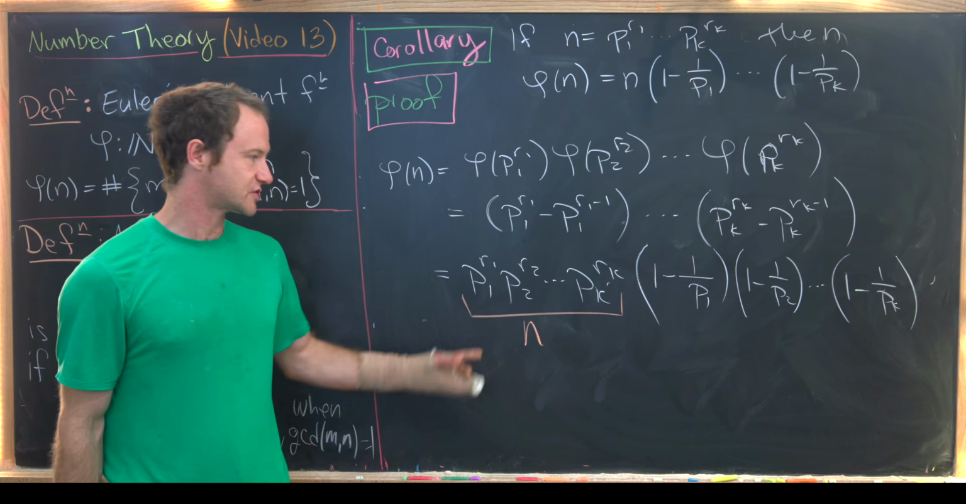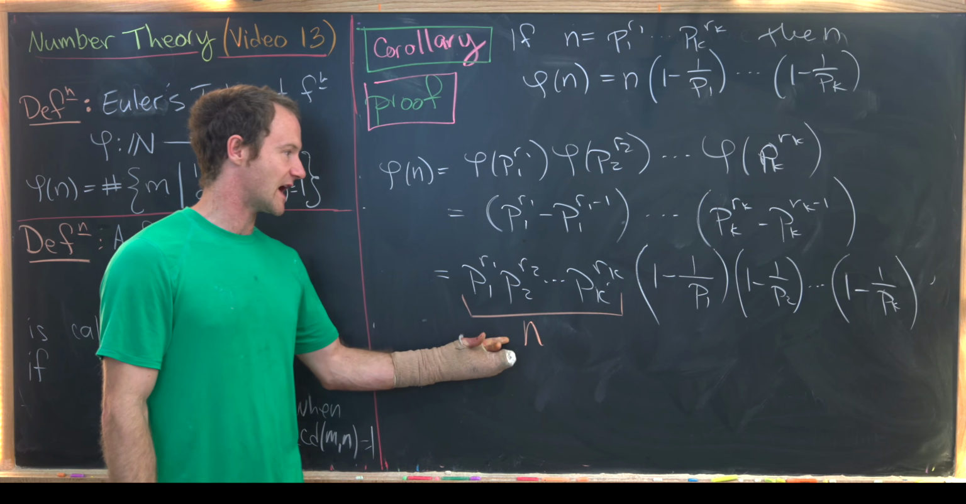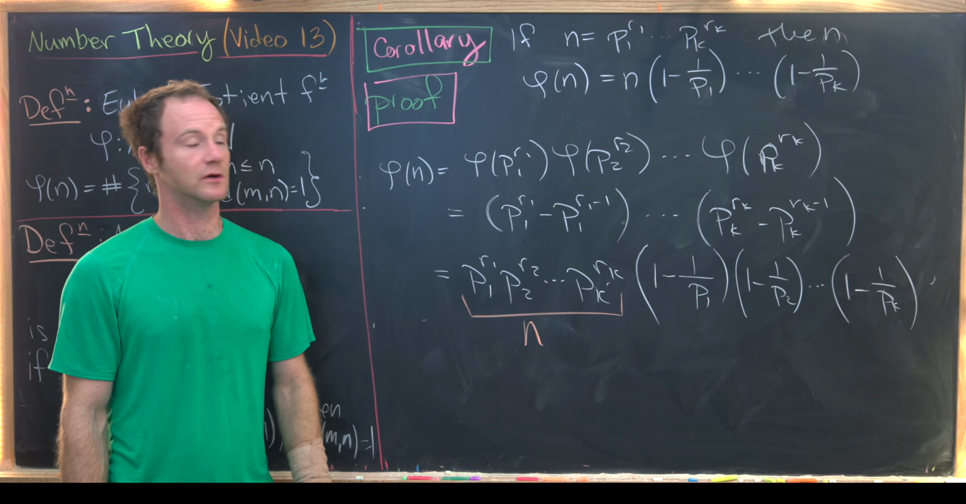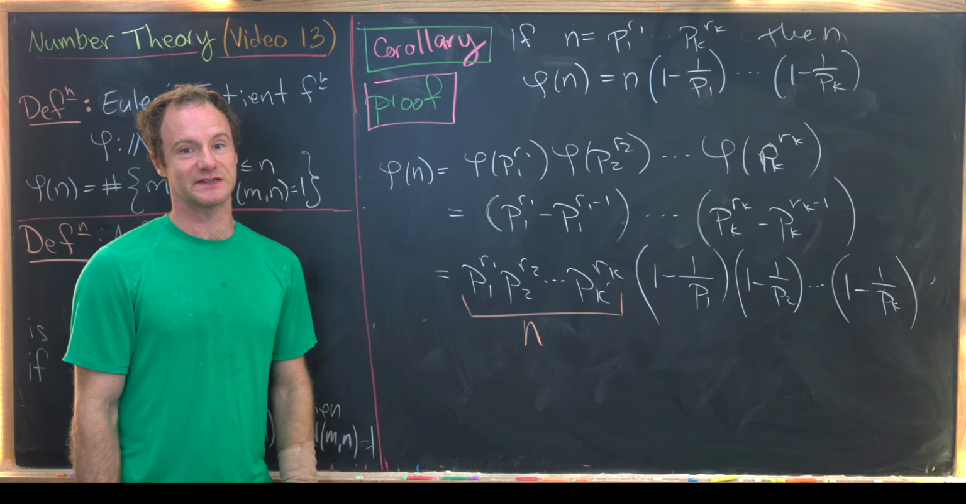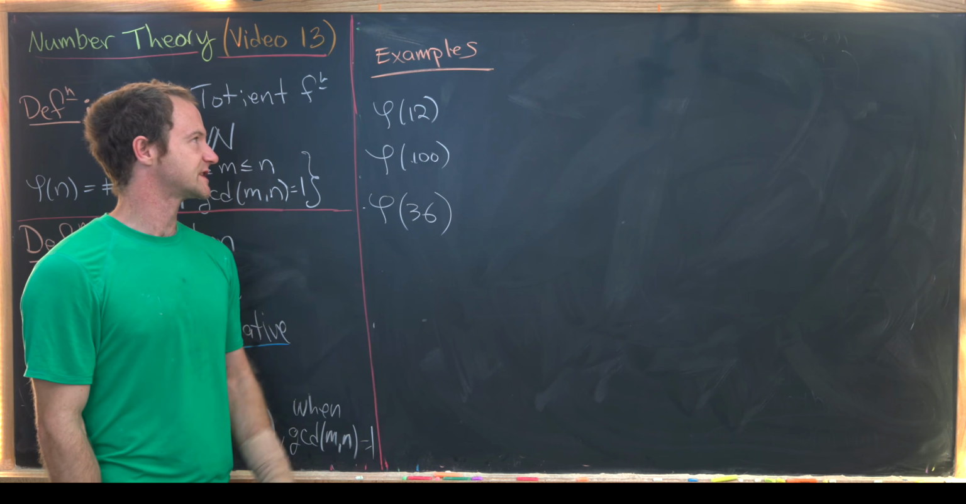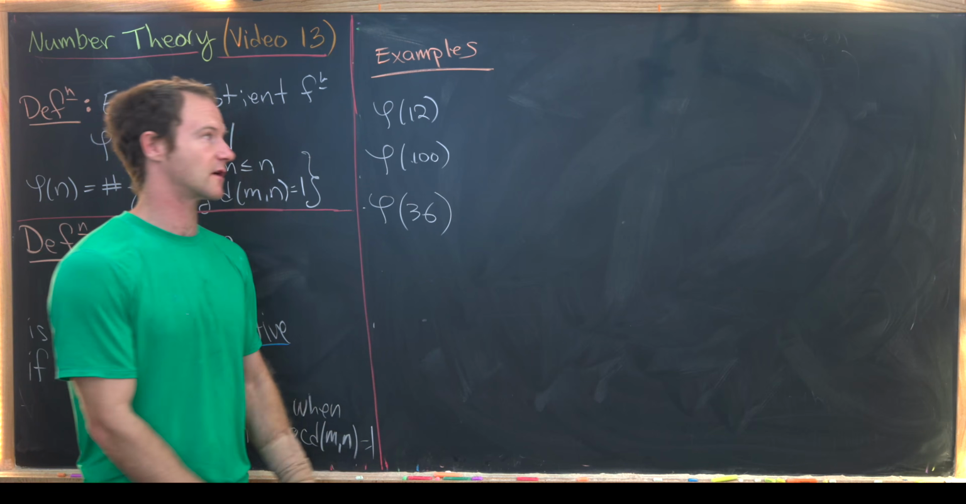So we can just smash all those together to get n, and we've got n times that product over there, which is exactly what we wanted to show. Okay, so now let's do some fairly quick examples. So let's first calculate phi of 12 using our formula.